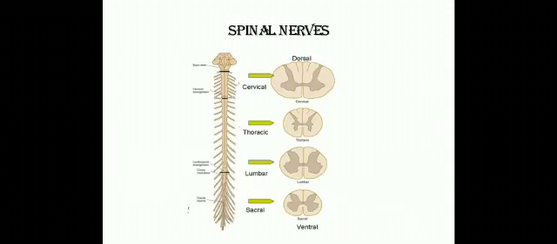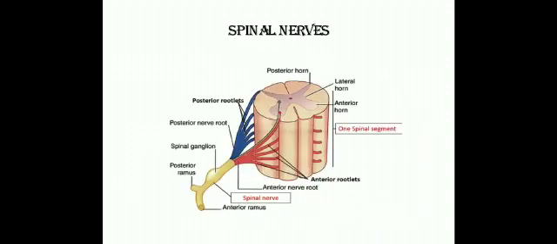Now we will discuss the spinal nerves. The spinal nerves arise in pairs. There are 31 pairs of spinal nerves, which include 8 cervical, 12 thoracic, 5 lumbar, 5 sacral and 1 coccygeal. Each spinal nerve arises by a series of 6 to 8 dorsal and ventral nerve rootlets.